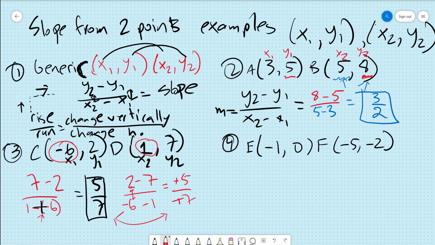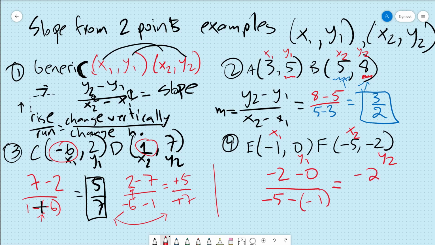Alright, now I want you to try this last one before I do it. So pause that video. So here we're going to have the second y minus the first y on top, 2 minus 0, negative 2 minus 0. And then on the bottom we're going to have the second x minus that first x. So we are going to have a lot of negatives here, so be careful. Let's go slow. We got negative 5 is our second x, minus negative 1 is our first x. Anything minus 0 is just the same number.